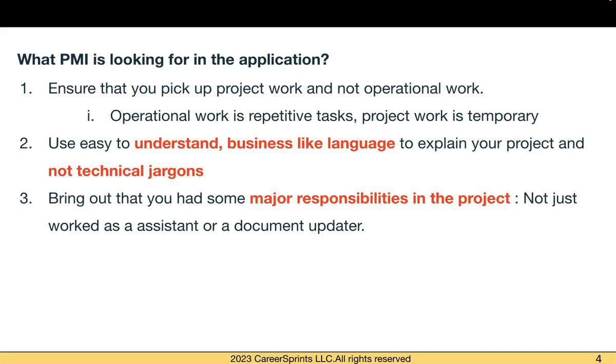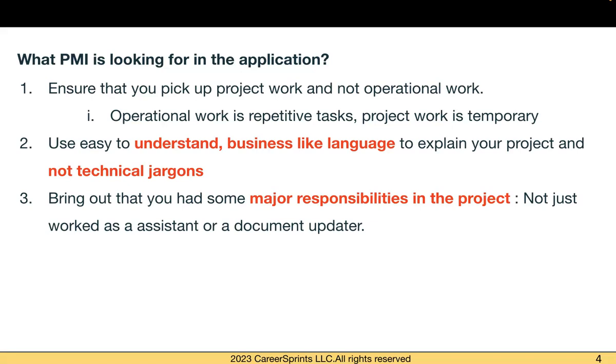Now, the second thing PMI wants you to use is easy to understand, business-like language to explain your project, and not technical jargon or industry-specific terms that sound alien to an average reader. The person reviewing your application probably has no idea about your industry or the terms that you use in your company, so keep it as layman as you can. One way to look at it is that what you write should be understood by, say, a high school student, so don't make it too complex. Strip away as much technical speak as you can from your project description. So that's tip number 2.